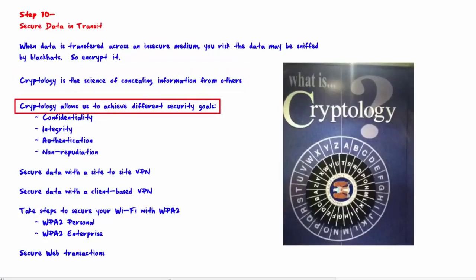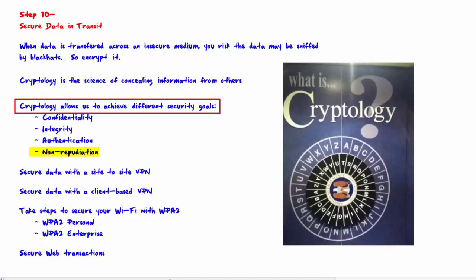Cryptology allows us to achieve different security goals: confidentiality, integrity, authentication, and non-repudiation. Confidentiality means keeping the information secret. Integrity means ensuring that the data has not been altered in transit. Authentication means proving identity. Non-repudiation means a party cannot deny that they sent a specific message.